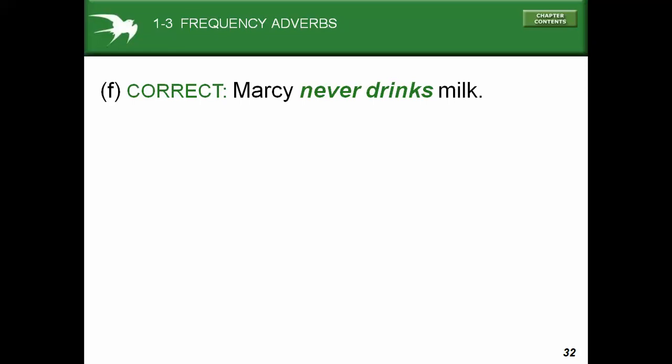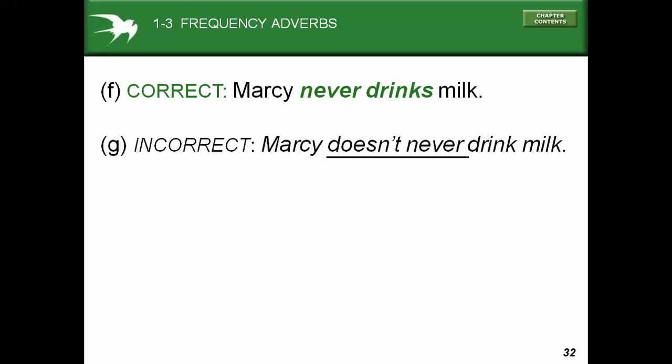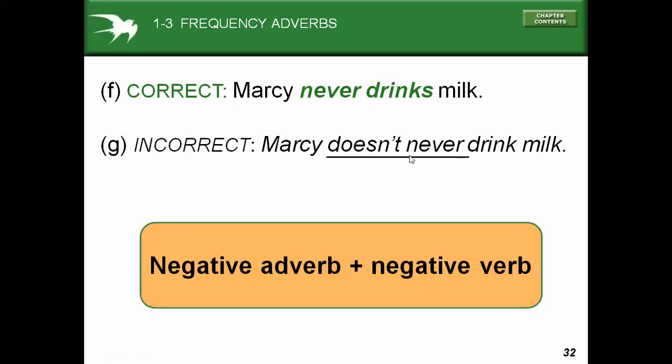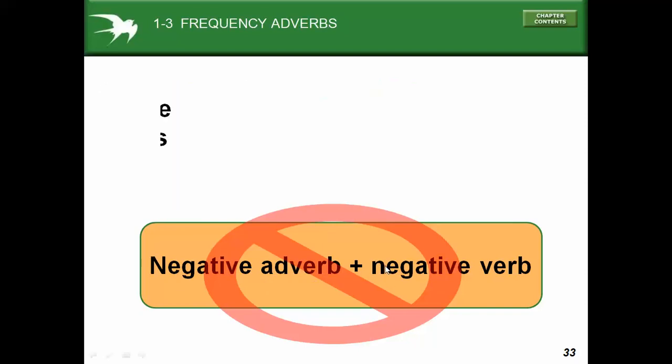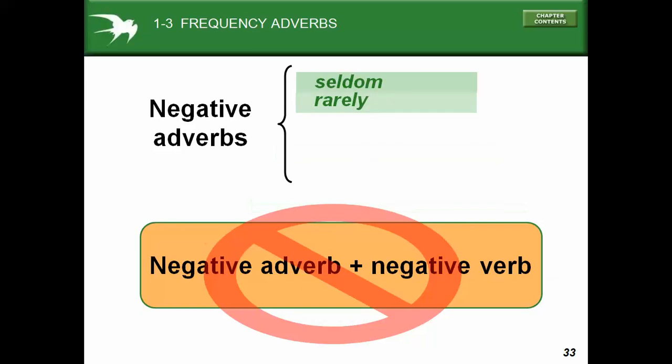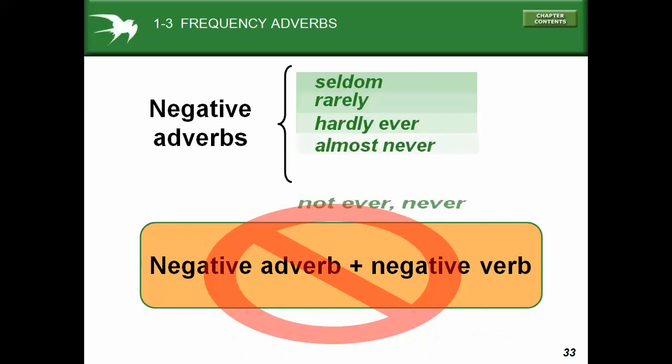Mercy never drinks milk. Incorrect: Mercy does not never drink milk. We have two negatives here, and this is not grammatical. Negative adverb plus negative verb, like never drinks. This is forbidden. We don't say negative adverb plus two negatives, forbidden in grammar. Negative adverbs: seldom, rarely, hardly ever, almost never, not ever, never.